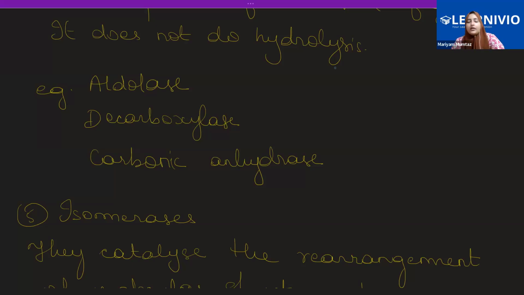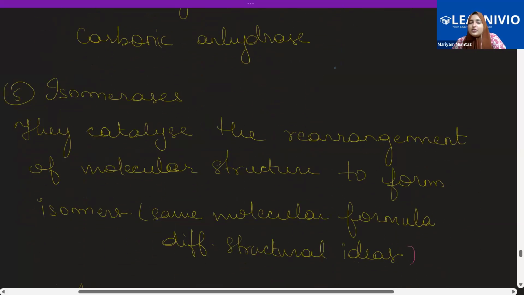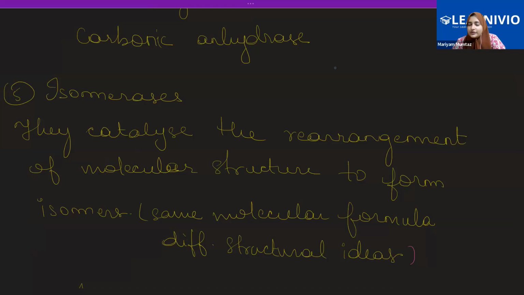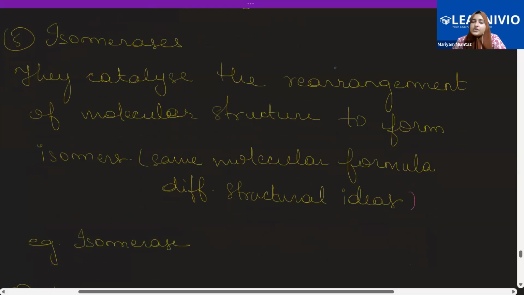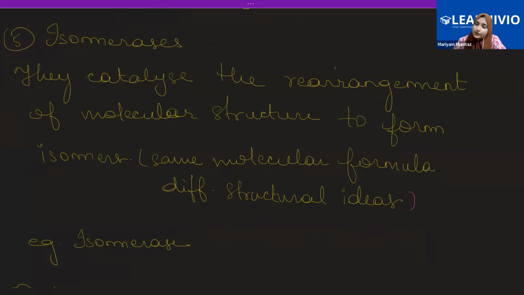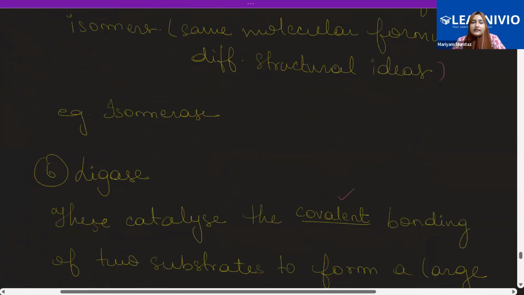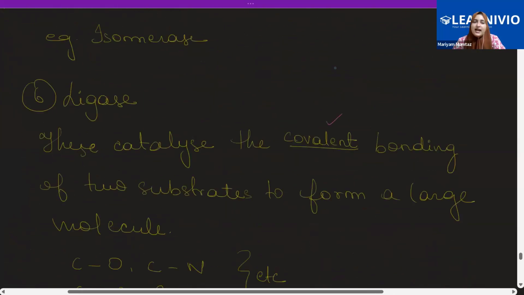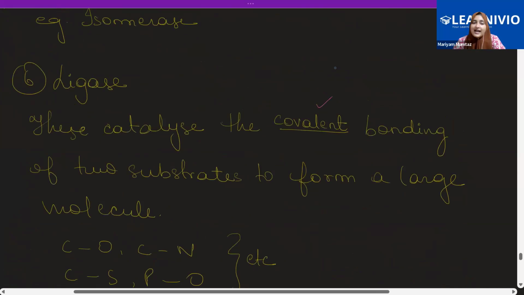Understood? Then we have isomerase. Now this is a class of enzyme that basically creates isomers. It rearranges the molecules and forms isomers. What are isomers? These are molecules that have the same molecular formula, but different structural orientation. The example is isomerase.